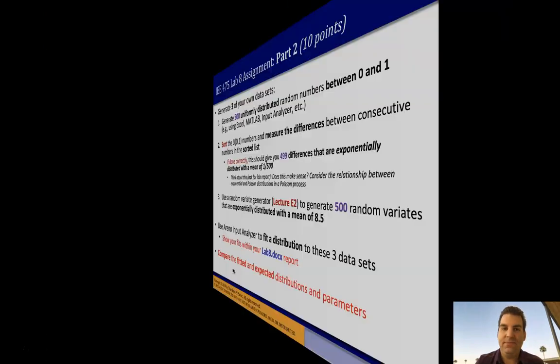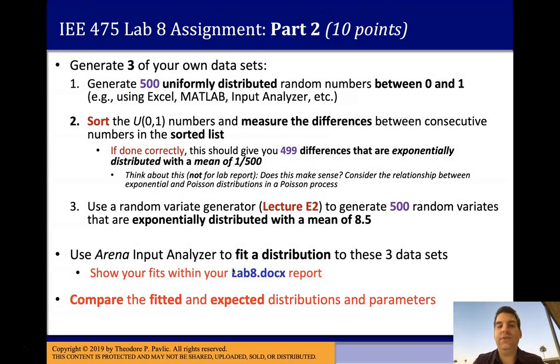In part 2, you're going to generate some data yourself. So I want you to go and generate 500 uniformly distributed random numbers between 0 and 1. You can use Excel for that, you can use MATLAB, you can use the input analyzer if you'd like. But they've got to be 500 uniformly distributed between 0 and 1.